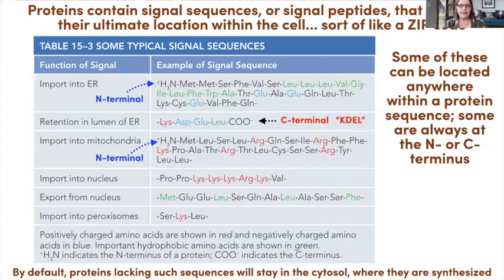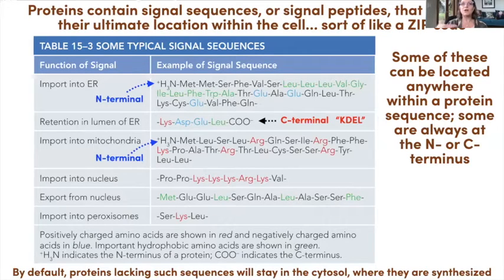Okay, so at the heart of protein trafficking is this sort of code of signal sequences that are present within many proteins that are going to go somewhere within the cell. When a protein is made, it's made in the cytosol. That's where the ribosomes are that do translation, protein synthesis. And if a protein has no signal sequence on it, then by default, it just stays in the cytosol.